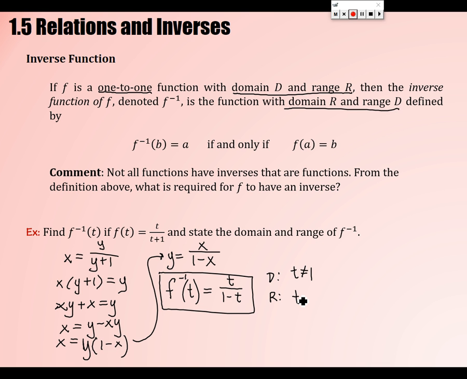This range is the domain of the original function. Isn't the range of this function the domain of the original function? The domain of the original function is t can't be negative 1. Yeah. I guess here we should say f inverse of t or something. Can't be negative 1. All right, that's a decent place to stop.